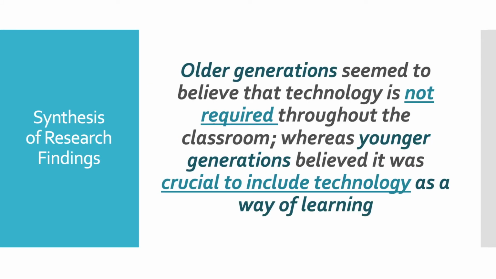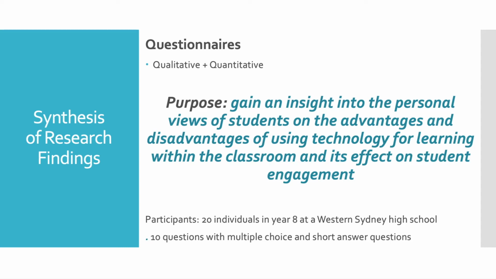From this questionnaire, it was evident that the older generations seemed to believe that technology is not required throughout the classroom, whereas younger generations believed it was crucial to include technology as a way of learning. The purpose of the second questionnaire was to gain an insight to the personal views of students on the advantages and disadvantages of using technology for learning within the classroom and its effect on student engagement. The second questionnaire was provided to 20 individuals from a Year 8 class in a Western Sydney high school. This questionnaire consisted of 10 questions, where participants provided answers to multiple choice and short answer questions.